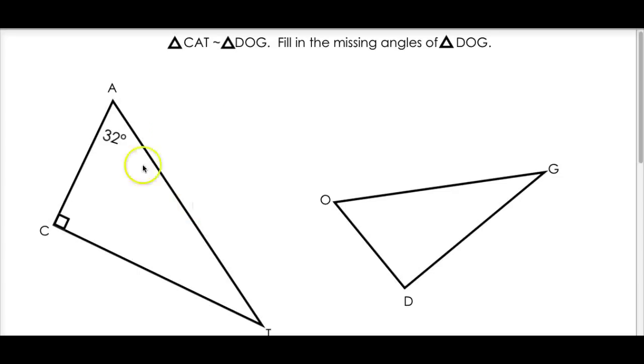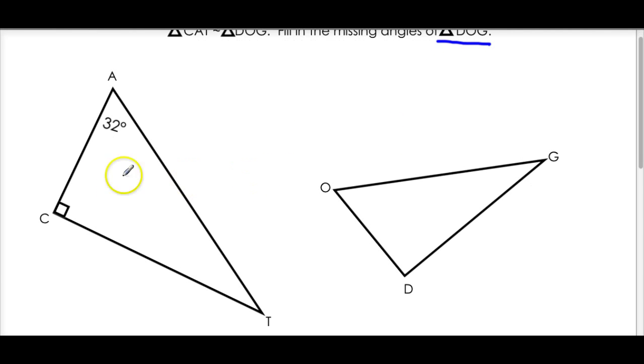Okay, so we know triangle CAT is similar to triangle DOG. Fill in the missing angles of triangle DOG. All right, well, we should start by finding all the angles of CAT, right? So we know two of them. Angle C is 90, and angle A is 32, but we don't know T. Now, how are we going to find out T? Think back. That's right. We just take away 90 and 32 from 180. All right, and that gives us 58 degrees. So angle T is 58 degrees.